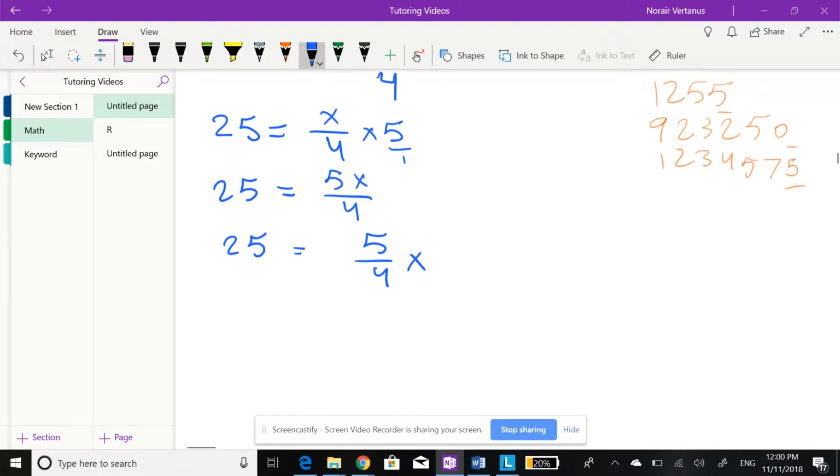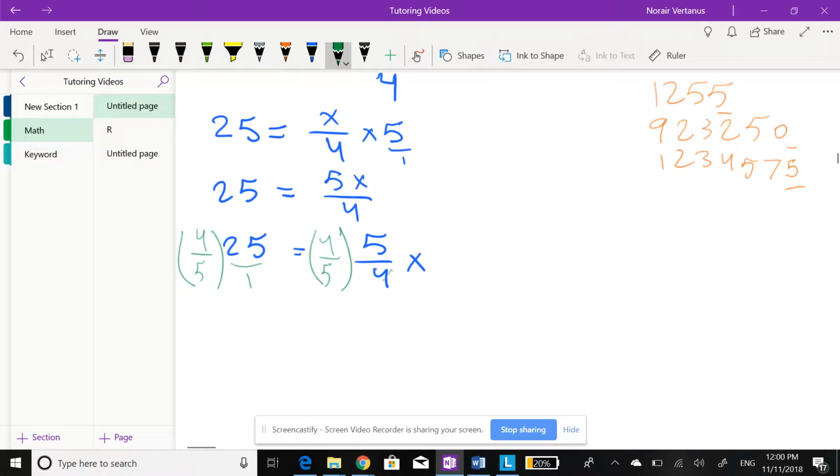So to get rid of that 5 over 4 from the equation, I'm going to multiply by the reciprocal of that, which is 4 over 5. Remember, you need to do that to both sides. So write it down before you forget. And this is over 1.